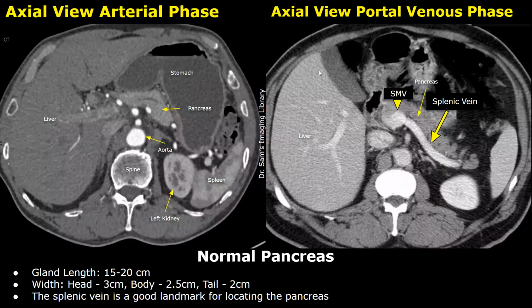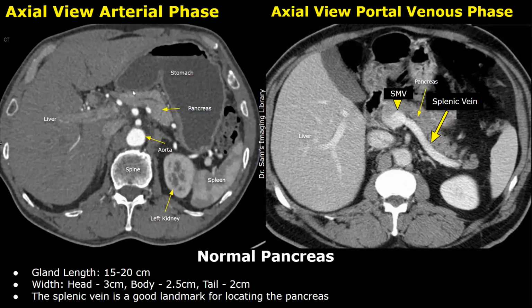These are contrast-enhanced CT images of the abdomen in the axial plane during the arterial phase and the portal venous phase. This is the pancreas located behind the stomach in this image.